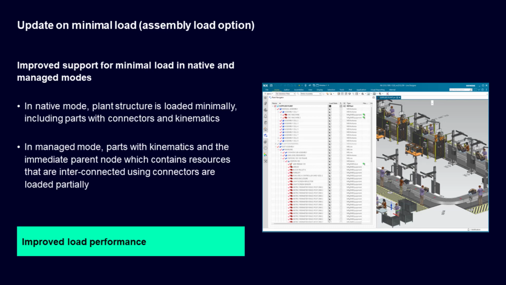Native mode offers complete support for minimal load, including parts with connectors and kinematics, whereas in managed mode, parts with kinematics and the immediate parent node, which contains resources that are interconnected using connectors, are loaded partially. Note that you can see the loading status of components in the load state column of the Plant Navigator.